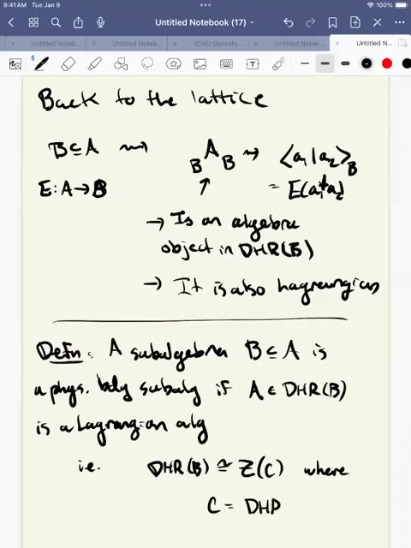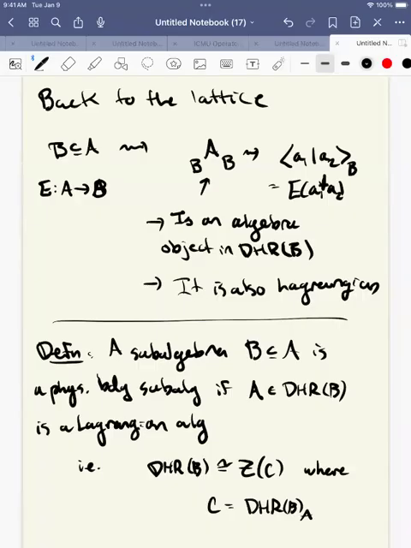In DHR of B, A-modules. So basically, when I have a subalgebra, I can calculate its DHR bimodule category, and I can think of my big algebra as an algebra object inside this category of DHR bimodules. And I can ask, is it Lagrangian? If it is, then this is what I'm going to call a physical boundary subalgebra. If it's not, well, then it's just an interesting thing, but it doesn't come from a SymTFT decomposition.